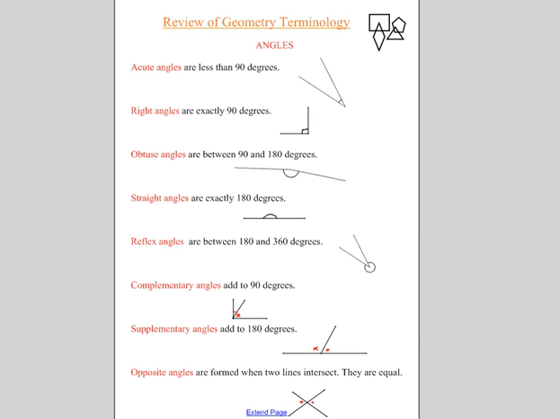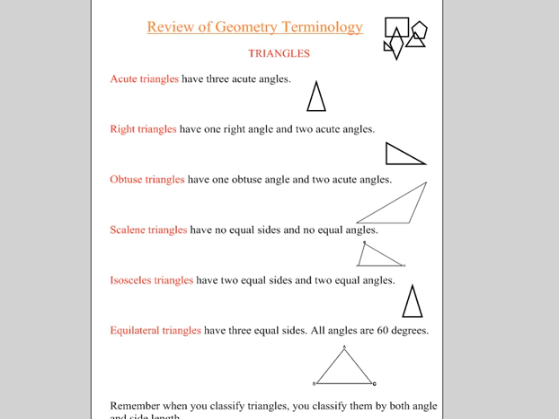And then the last one are opposite angles. And opposite angles are always equal to one another. And those occur if you have two lines that intersect, and the angles that are across from one another when that happens are called opposite angles. And you can see that down here with the red dots. More terminology just for you to recall.